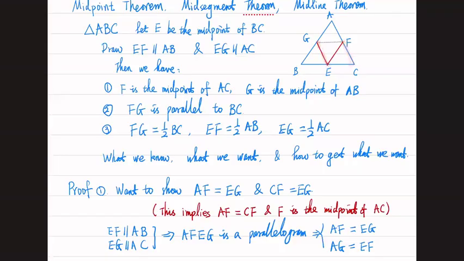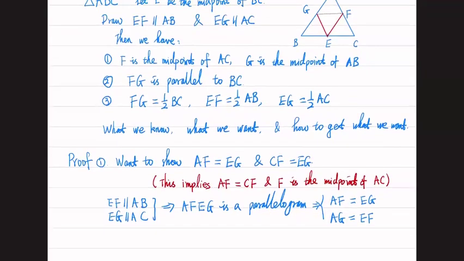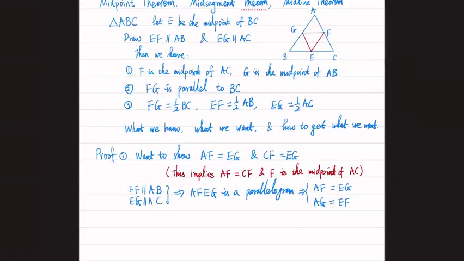Okay, so what we will do is use the following. Let's consider the following pair of triangles and check if they are congruent. Triangle BEG and triangle ECF. Can we prove that they are congruent?